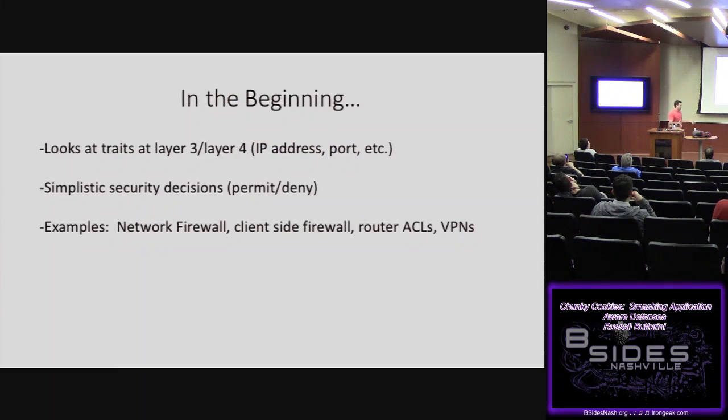So in the beginning, not so long ago, and we still do today, we looked only at layer 3 and layer 4, right? IP, and that's the network layer and the transport layer. So where's something coming from? IP address, where's it going to? What port's it connecting on? What port's it coming from sometimes? And we just sort of allowed or denied it. And there's some examples of the technologies we used. Pretty simple stuff. And stuff, again, it's not so long ago we used this stuff, but it's still prevalent today.